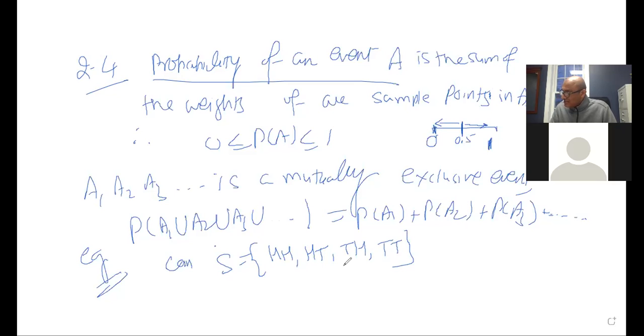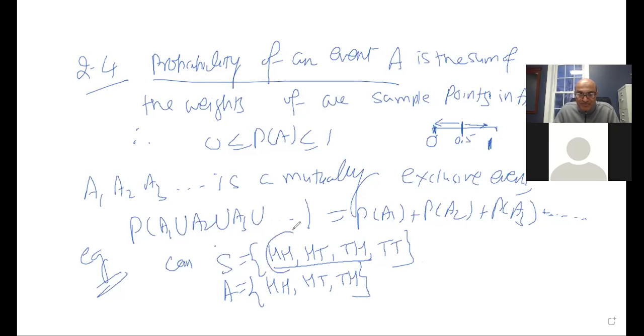The sample space for this experiment is this one. If the coin is balanced, each of these outcomes is equally likely to occur. And that's why we assign a probability of W to each of the sample points. Now, these are my sample points. My event is that I want at least one head. That means my set A is HH, HT, and TH, where at least one head is there.